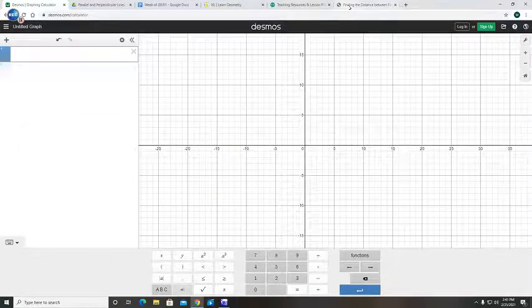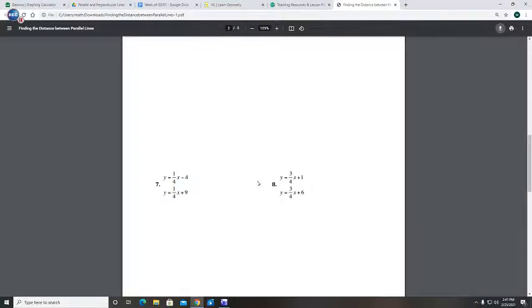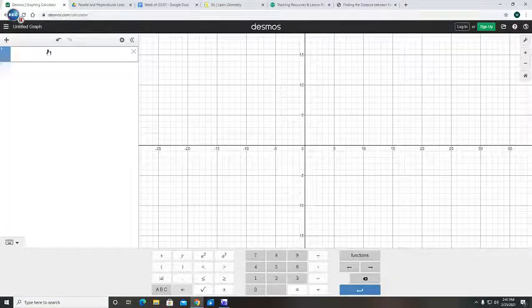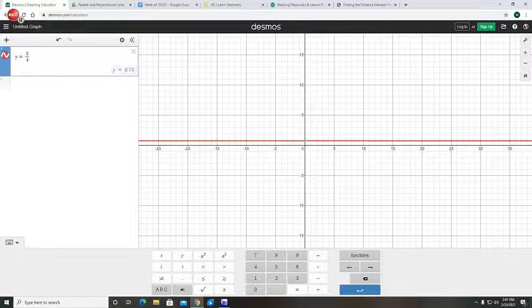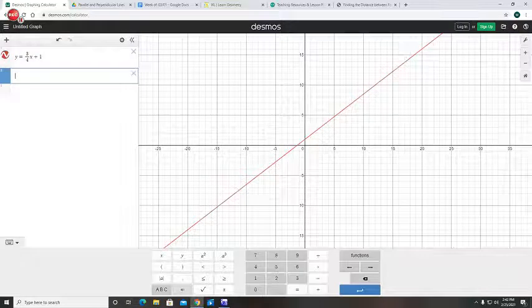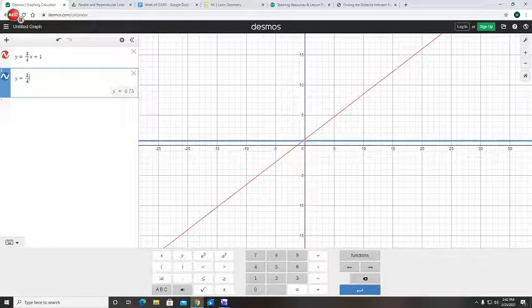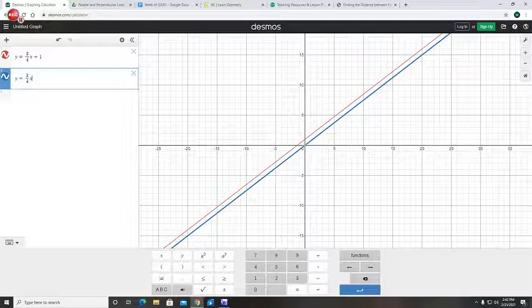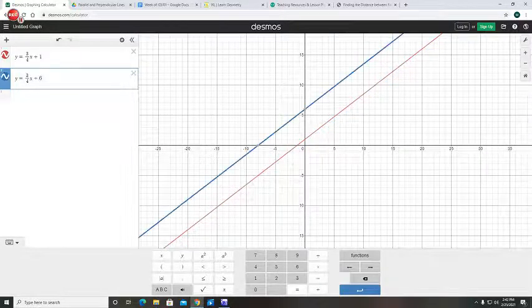Let's try another one. How about we try number 8? So I'm going to put the two equations in. Y equals 3/4 x plus 1, and y equals 3/4 x plus 6. All right, you see they're parallel.